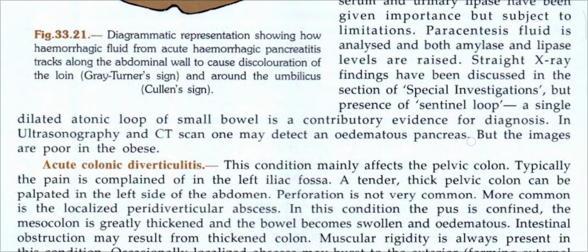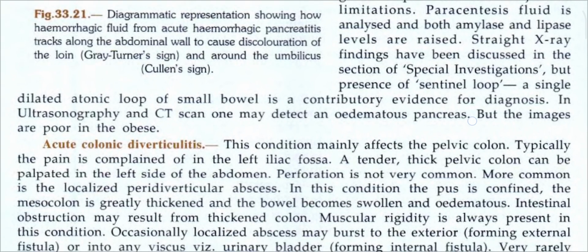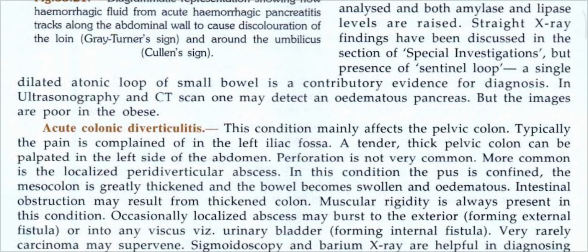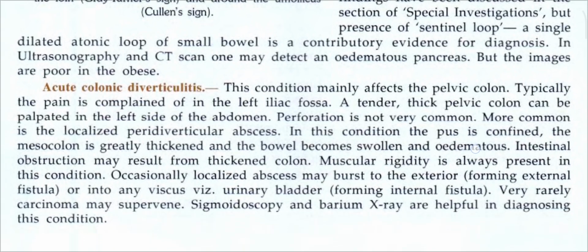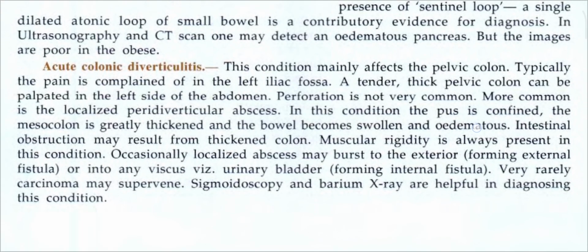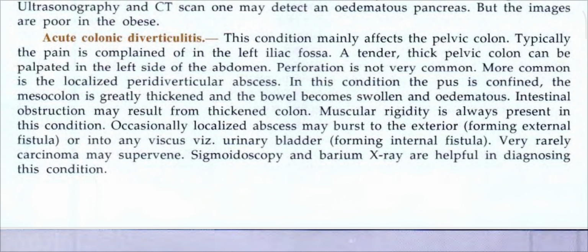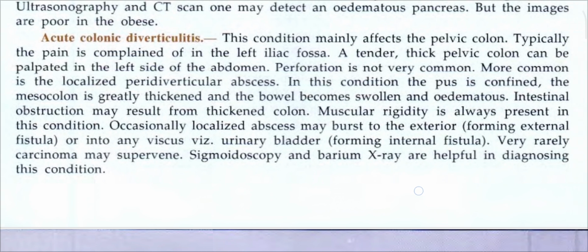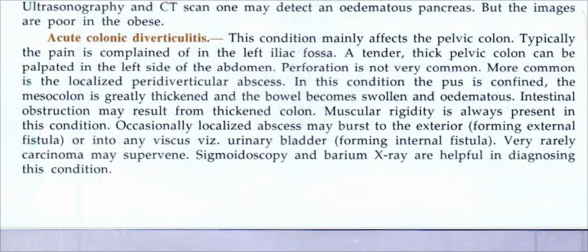Plain X-ray findings have been discussed in the section on special investigations, but the presence of a sentinel loop and a single dilated ileus loop of small bowel is contributory evidence for this diagnosis. In ultrasonography and CT scan, one may detect an edematous pancreas, but the images are poor in the obese. Acute colonic diverticulitis. This condition mainly affects the pelvic colon. Typically, the pain is complained of in the left iliac fossa. A tender, thick pelvic colon can be palpated on the left side of the abdomen.